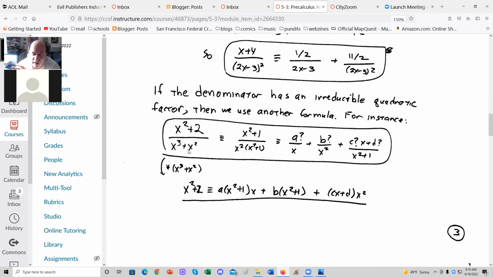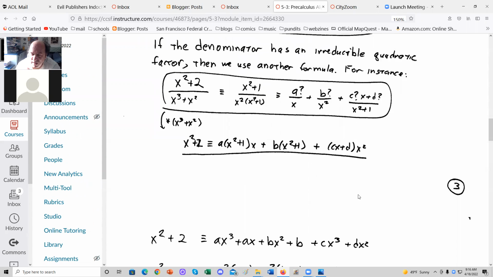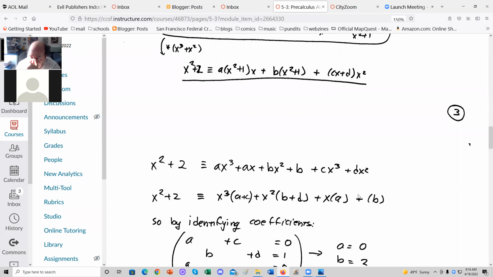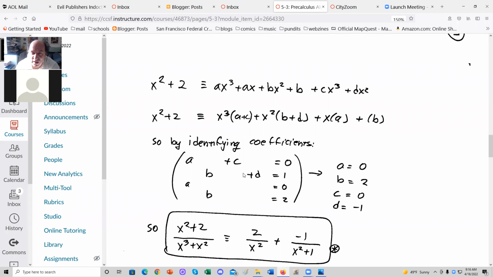Multiplying through by x cubed plus x, you get this equation. Then you distribute the x's and the x squareds and combine it out. X cubed times (a plus c) plus x squared times (b plus d) plus xa plus b equals 1x squared plus 2. And so we identify coefficients.